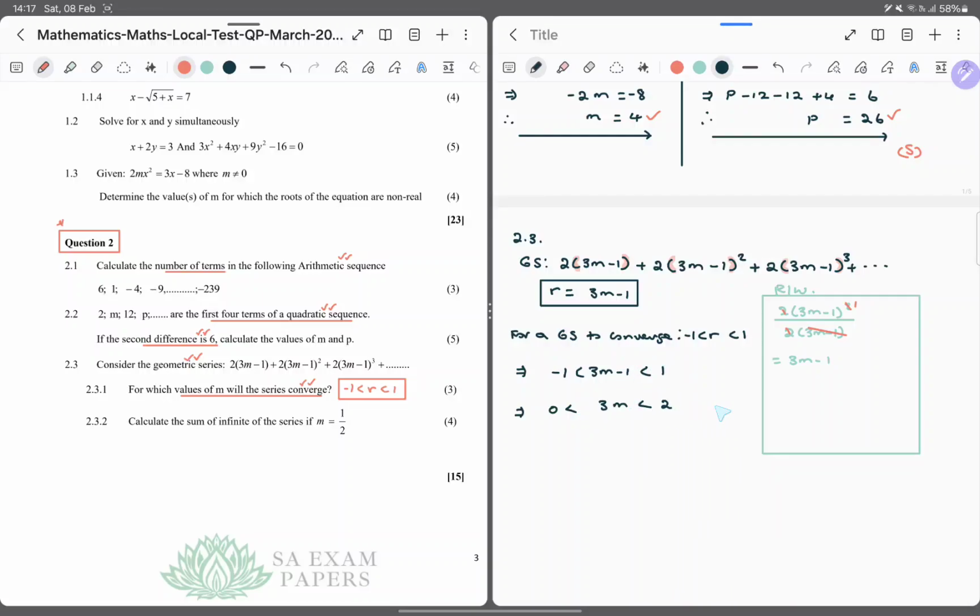Then we transpose this, it becomes a 2. Then we divide by 3 on both sides. 0 divided by 3, it's a positive number, it's 0, the sign remains, and that is m. And then we divide by 3 here, we get 2 over 3. Okay, that's good. We leave it at that. But the question says for which values. So this is the domain of the values of m that will make this series converge.